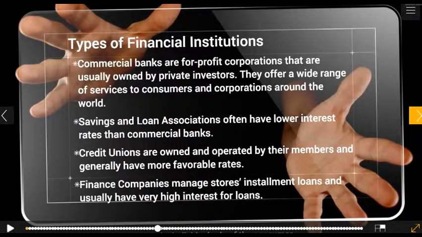Types of financial institutions. Commercial banks are for-profit corporations that are usually owned by private investors. They offer a wide range of services to consumers and corporations around the world. Savings and loan associations often have lower interest rates than commercial banks. Credit unions are owned and operated by their members and generally have more favorable rates. Finance companies manage stores' installment loans and usually have very high interest rates for loans.